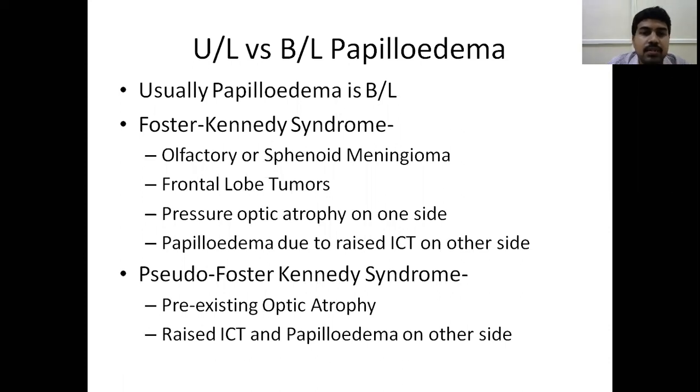So what is Foster-Kennedy syndrome? Both eyes are initially normal; a frontal lobe tumor puts pressure on one side's optic nerve, which goes into optic atrophy. Due to the tumor, there is raised ICT which causes papilledema in the other eye. That is Foster-Kennedy. Pseudo Foster-Kennedy is where there is already an optic atrophy due to some glaucoma, due to some Leber's disease or some other cause. So there is pre-existing optic atrophy, and the logic is the atrophied optic nerve never goes into edema. So this one will remain atrophied, and due to some tumor in the brain, maybe an occipital lobe tumor or spinal cord tumor, there's a raised ICT which causes papilledema on the normal side. That is known as pseudo Foster-Kennedy syndrome.